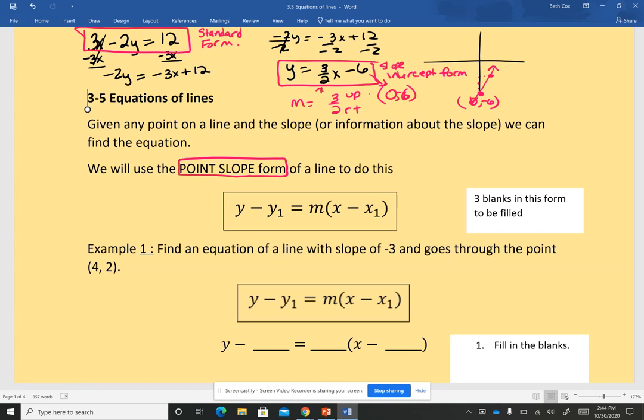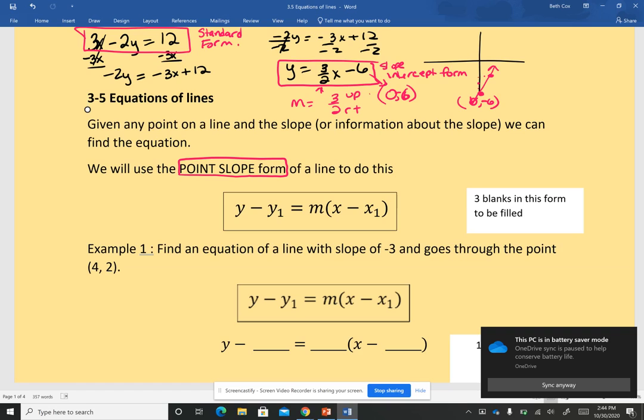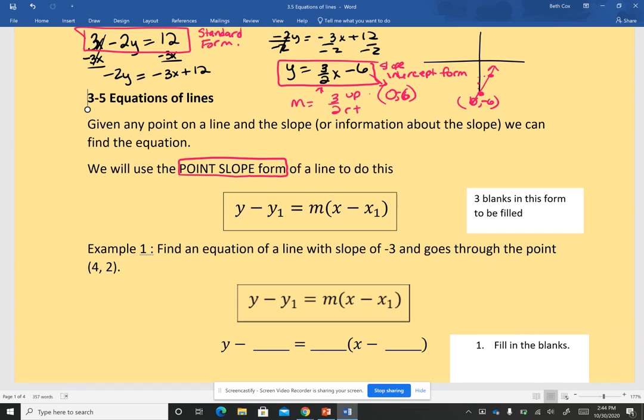Okay, now point-slope form is when we need to know what the equation is. Notice in our previous problems, I gave you the equation. And so now this one, we are going to make an equation instead of me giving you one. Okay, so real quick, here we go. So this is the format, and it's got 3 blanks to fill. 3 blanks to fill.